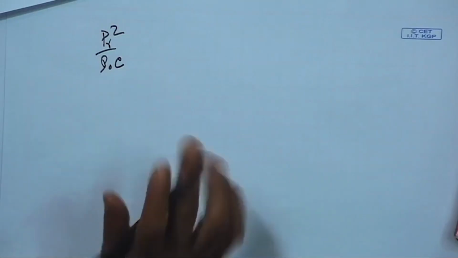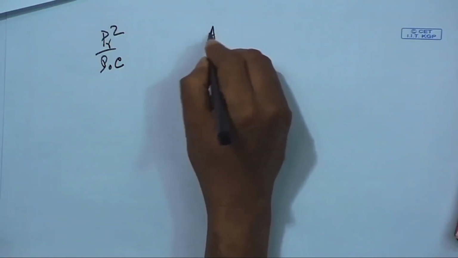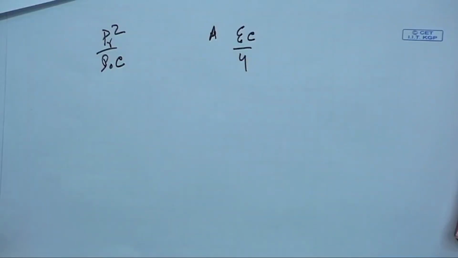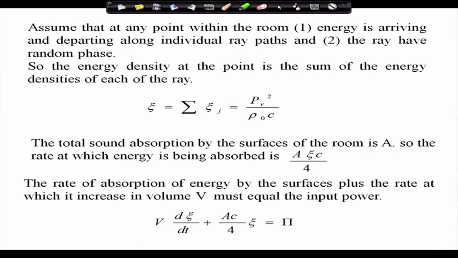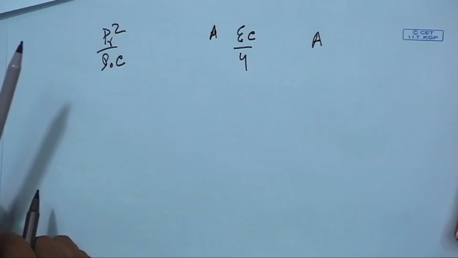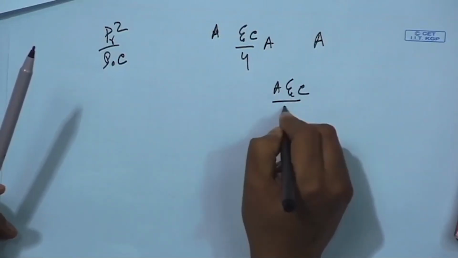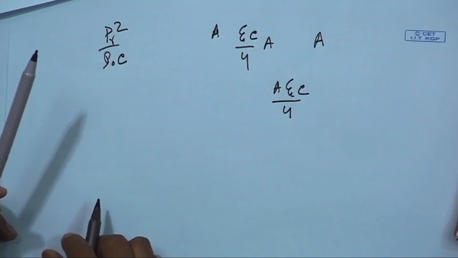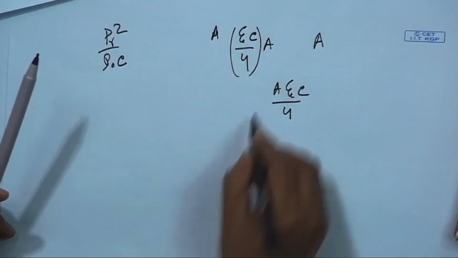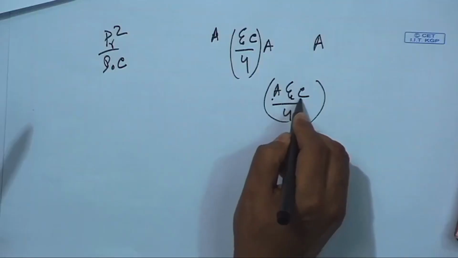PR is the reflected sound pressure, and the rate of energy incident on the unit area of the surface is psi C by 4. Let the absorptivity of the surface be A. How much energy will be absorbed by unit area of that surface? Multiply by the absorptivity. So, it is nothing but A psi C divided by 4. Total sound energy incident is psi C by 4, and this amount is absorbed by the wall.